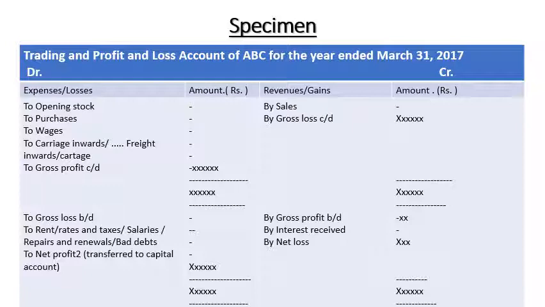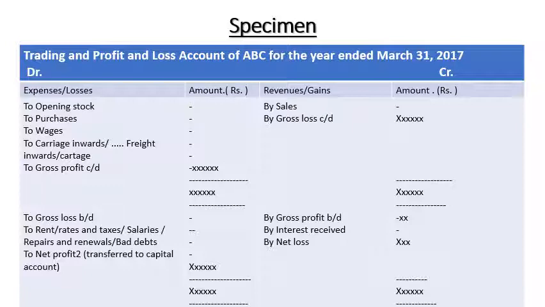And these entries will be first shown in the profit and loss account. Then another entry for the profit and loss will start now. Trading is closed, so the entry will be passed: profit and loss account debit to all the other expenses like rent, rates, salary, bad debts, etc. All the debit items will come to the profit and loss account debit to the indirect expenses, non-recurring expenses.